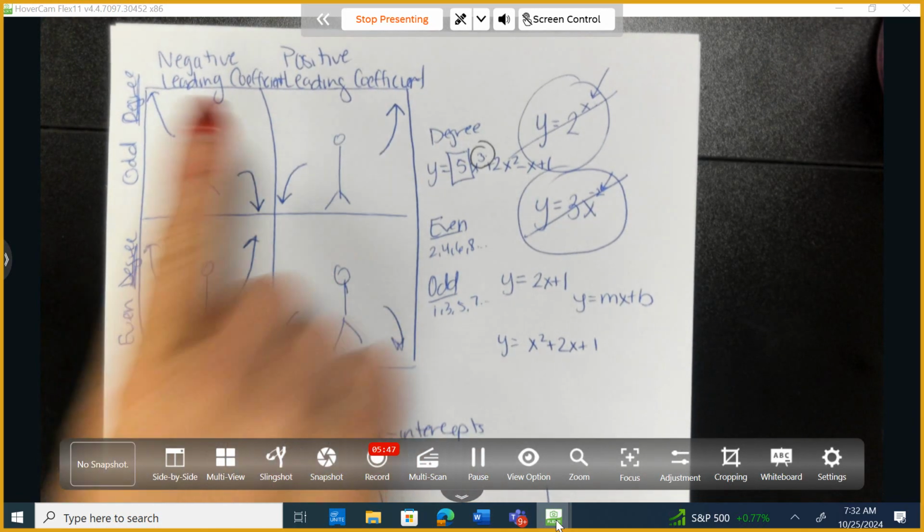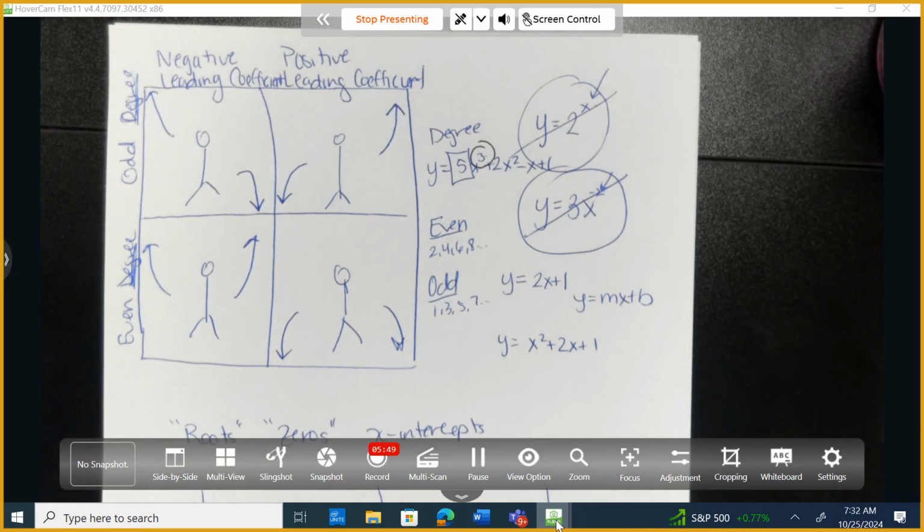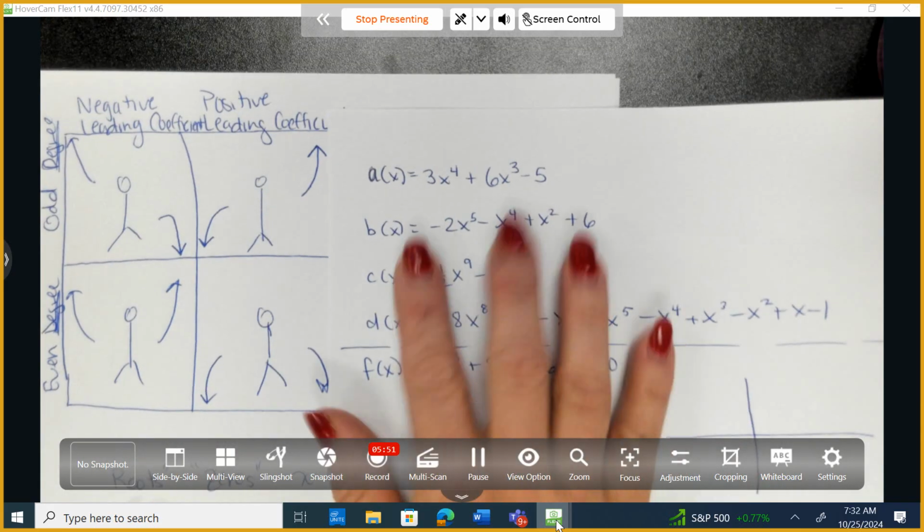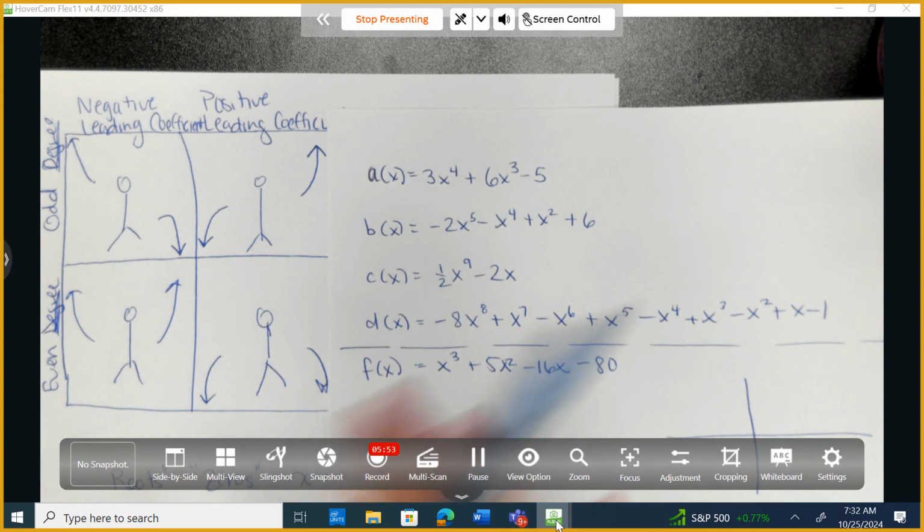So let's look at this, and let's make a few predictions right now. You do not have to write down these examples. We're going to look at A through D together.